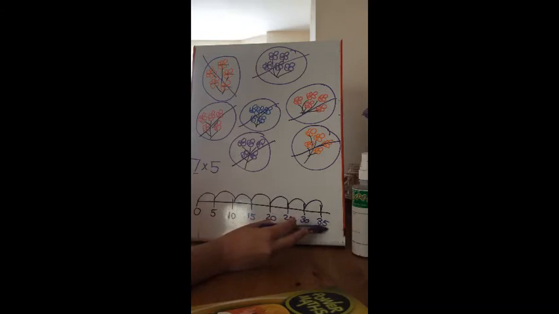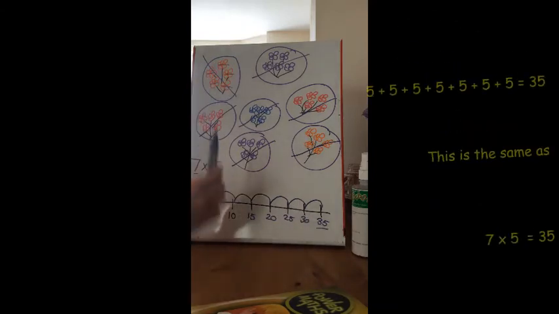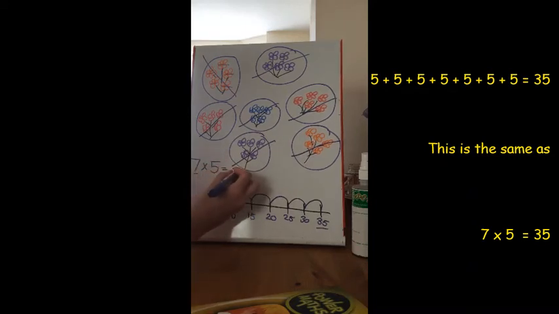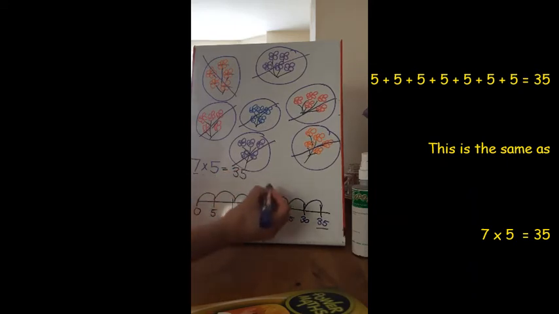Yes, at 35. So now we know in our books it says 5 add 5 add 5 add 5 add 5 add 5 add 5 is 35. And a quick way to write that is 7 times 5 equals 35. Repeated addition is the same as our times tables.